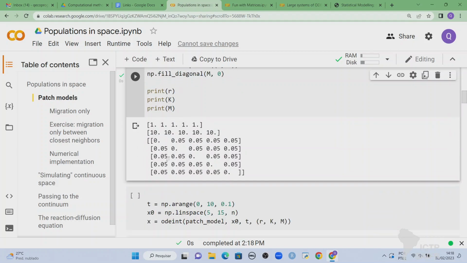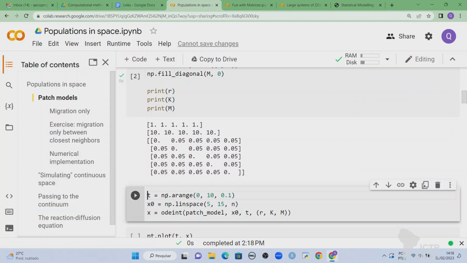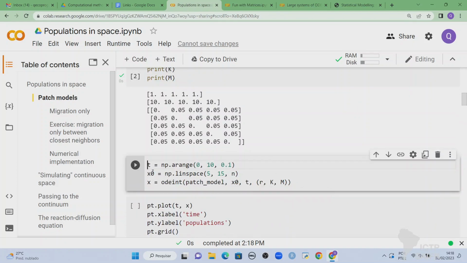And here is my migration matrix that is all 0.05, except for the main diagonal that is all zeros, okay? Yeah, so far so good? Okay, and now how we solve this model, we just call ODEINT again. I have to have an initial condition, and for the initial condition, I don't want to put all of them equal to something, right?